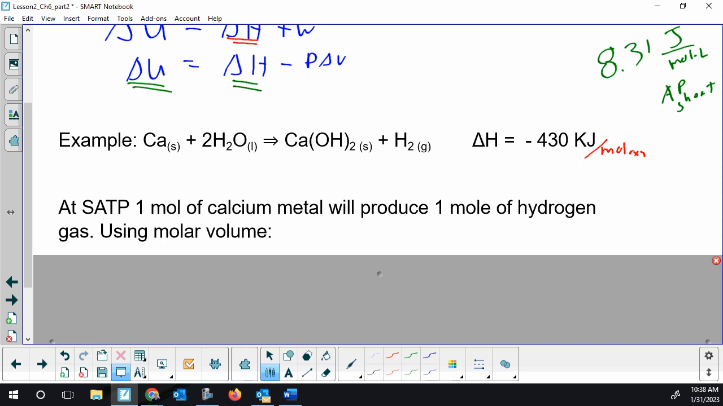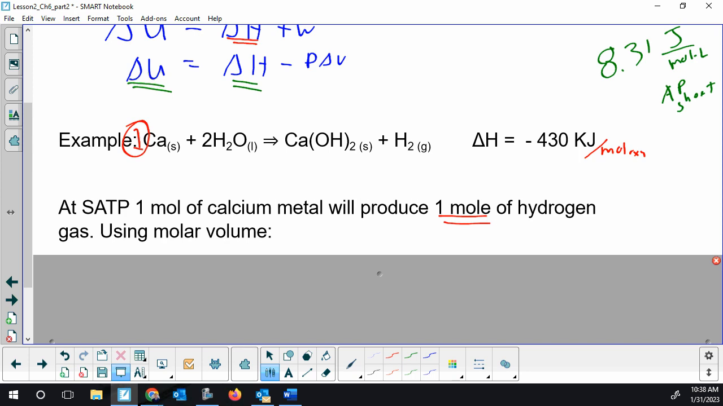Okay. So I'm going to go through and give you one example of using both the PV work and the nRT work. It's going to be a bit redundant, but again, this is meant to serve as an example. We need, this is really just a logic statement based off the equation. At standard conditions, 1 mole of calcium, that's coming from that one stoichiometric coefficient, will produce 1 mole of hydrogen gas.